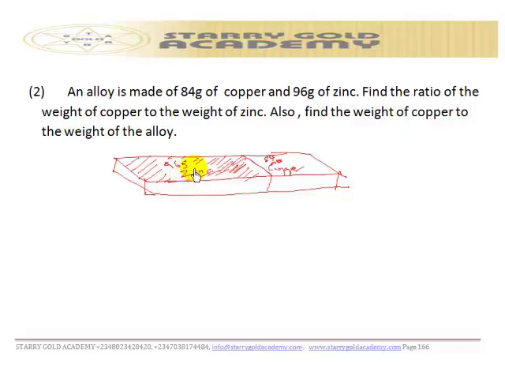Alright, so the ratio of copper to the weight of zinc is, first you say copper to zinc, that's 84:96. Then let's reduce it to the lowest term. 12 can go in both of them. I have been using 2 to divide this, but let's use 12.